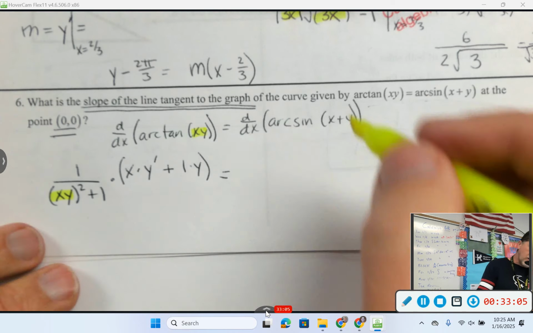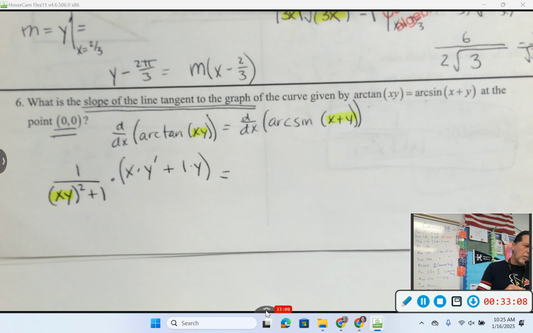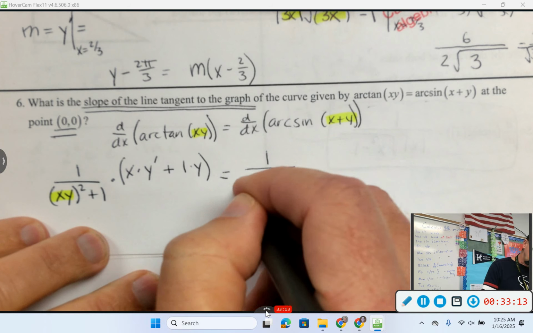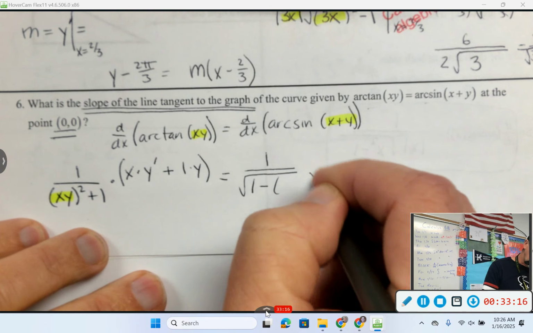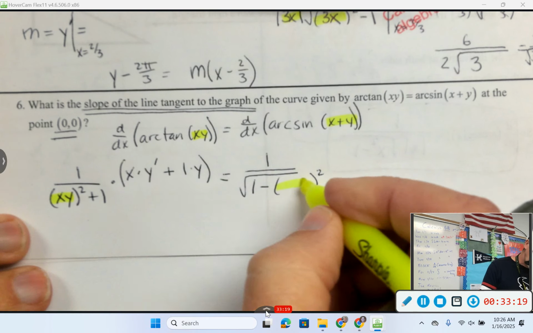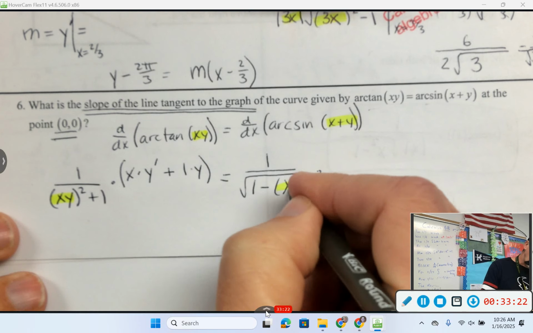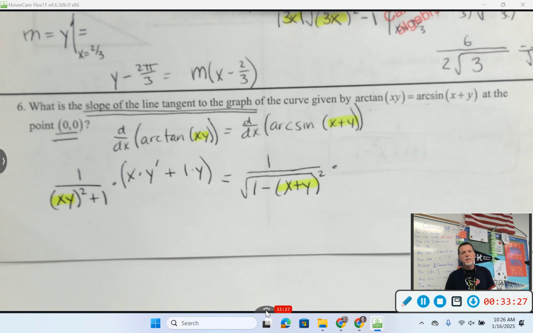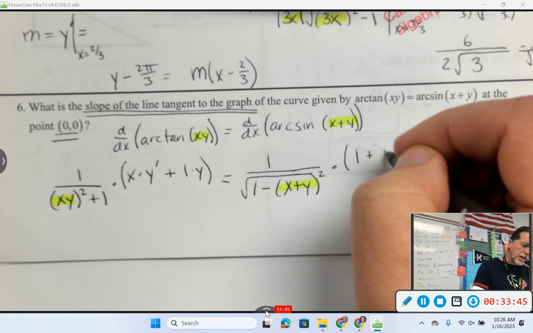Okay, on the other side, arcsine. My argument is x plus y, so I'm looking up at my formula chart. So it's 1 over the square root of 1 minus argument squared. So x plus y goes in there. Chain rule times the derivative of the argument. So what's the derivative of x plus y? It's an easier one. 1 plus y prime. Derivative of x is 1. Derivative of y is y prime.